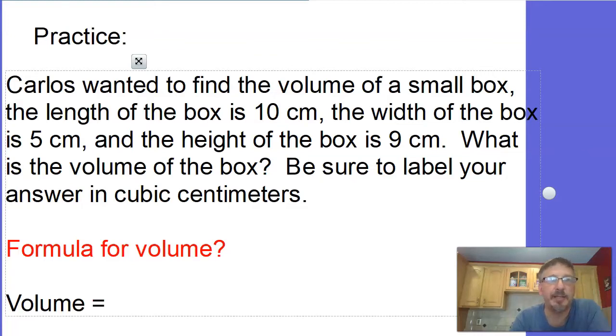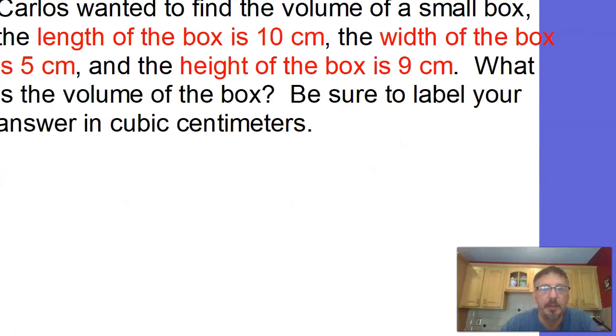Okay, we have a practice question. Carlos wanted to find the volume of a small box. The length of the box is 10 centimeters. The width of the box is 5 centimeters. And the height of the box is 9 centimeters. What is the volume of the box? Be sure to label your answer in cubic centimeters. So first thing you want to do is write down the formula for volume and then use that to figure it out. Make sure you write centimeters cubed after your answer. Go ahead and pause the video and find your answer.